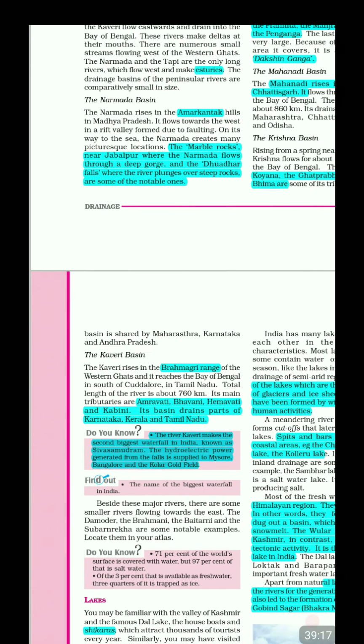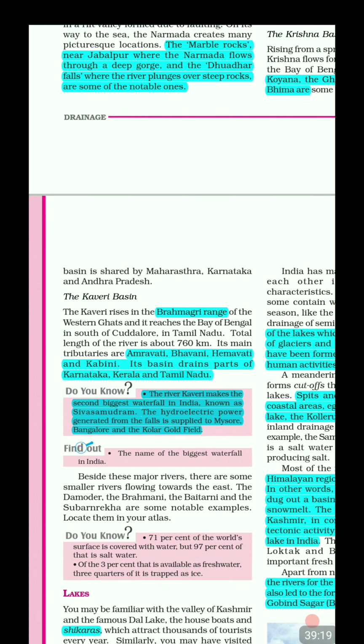So a very important fact that the river Kaveri makes the second biggest waterfall in India, known as Shivasamudram, right? The hydroelectric power generated from the fall is supplied to Mysore, Bangalore, and the Kolar goldfield, right? Shivasamudram on Kaveri.